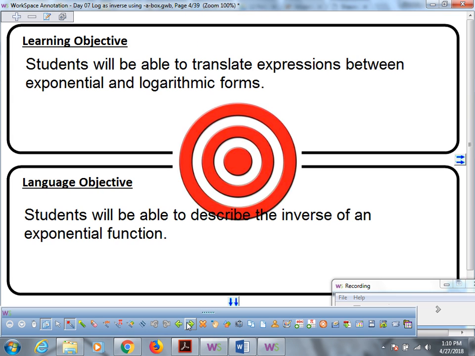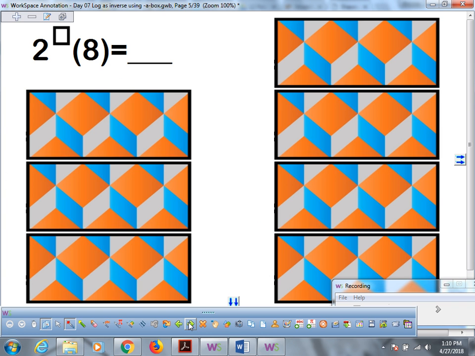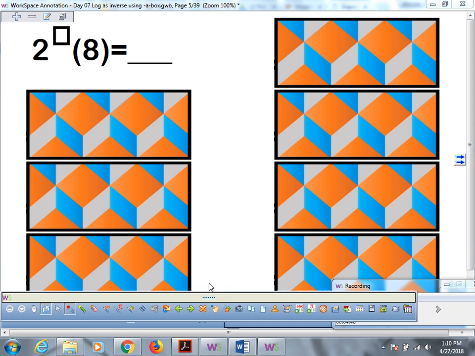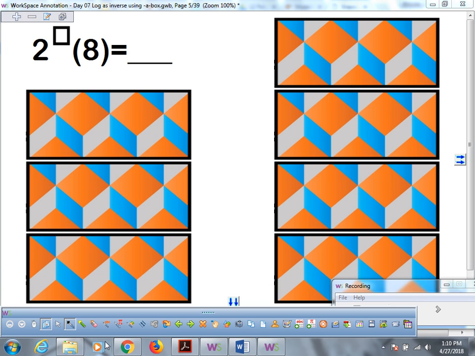Okay, so let's start here. Students will be able to translate expressions between exponential and logarithmic. So I'm just going to show you what it looks like, and then we're going to be able to go from one to the other. Okay? We're going to be able to go back and forth. All right. Can you guess what goes on that line? Right here. Anybody have a guess?